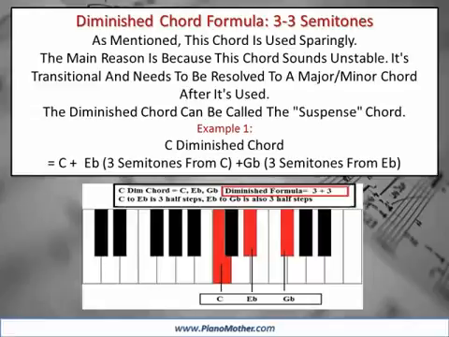Diminished chord formula, 3 to 3 semitones. As mentioned, this chord is used sparingly. The main reason is because this chord sounds unstable. It's transitional and needs to be resolved to a major or minor chord after it's used. The diminished chord can also be called the suspense chord. C diminished chord equals C plus E flat, 3 semitones from C, plus G flat, 3 semitones from E flat.